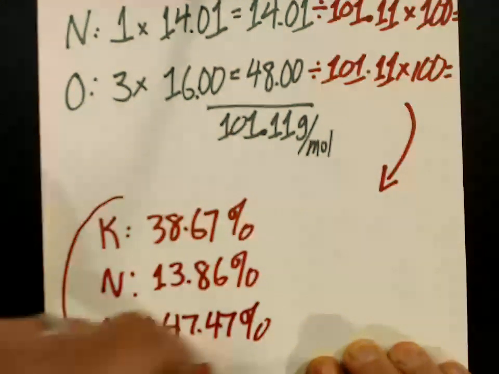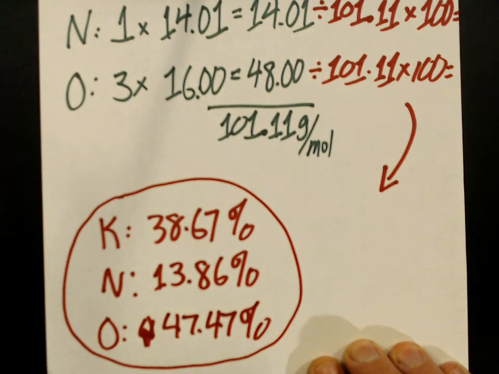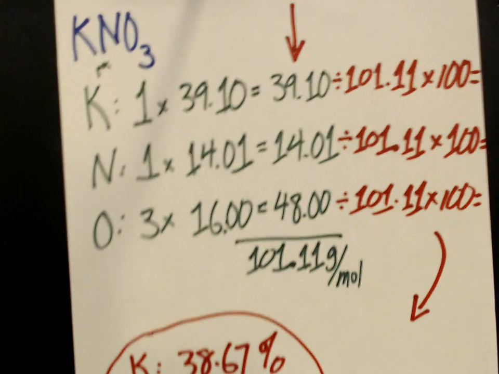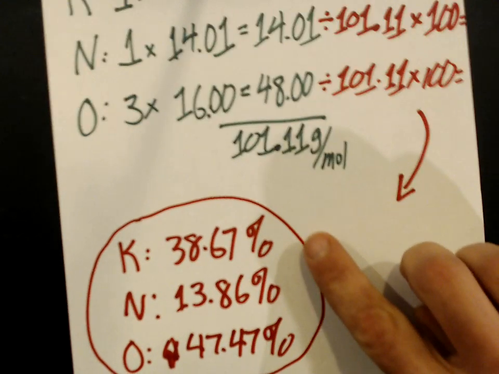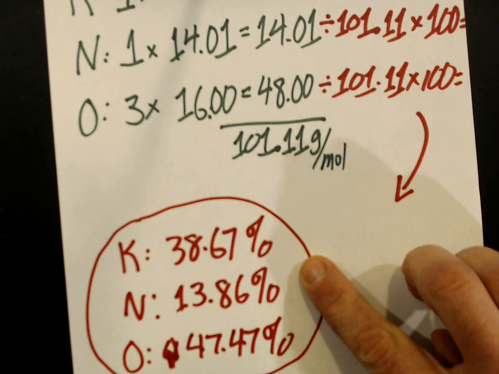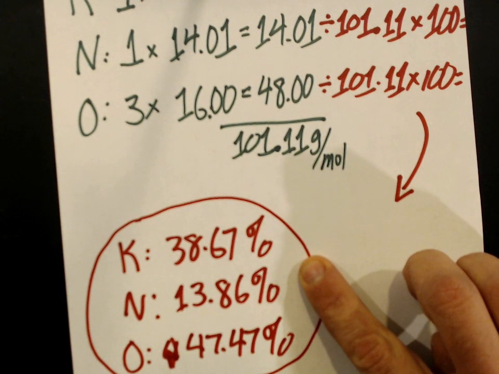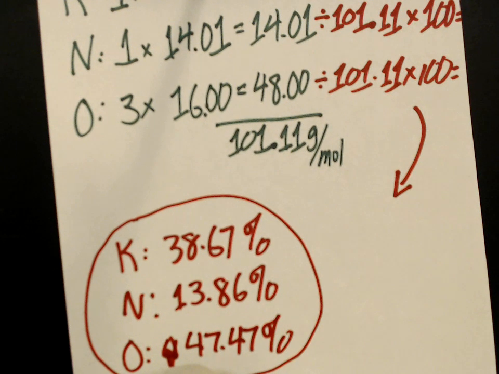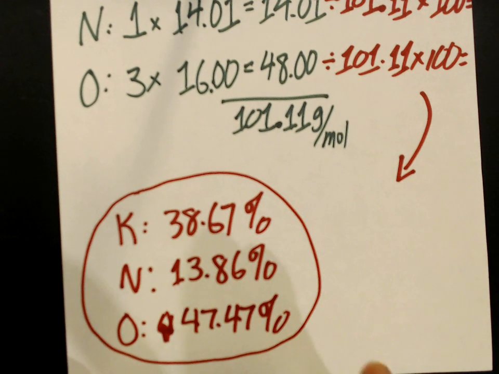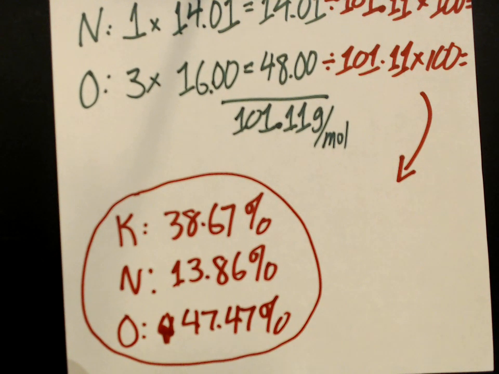All of it is the answer. We now know that potassium nitrate, the compound, consists of roughly 38.67% potassium, 13.86% nitrogen, and 47.47% of potassium nitrate is made of oxygen. That's the percent composition of potassium nitrate.